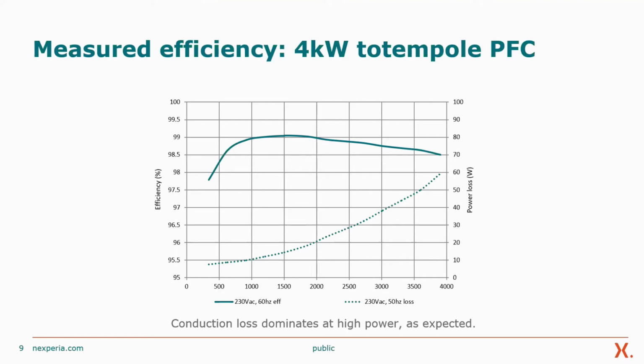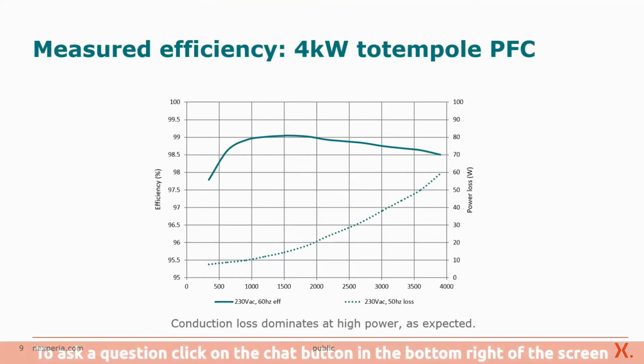So the higher the power, the higher the junction temperature due to self-heating, the higher the resistance. And so there's actually some curvature in the declining efficiency with power, but that's conduction loss, not switching loss.